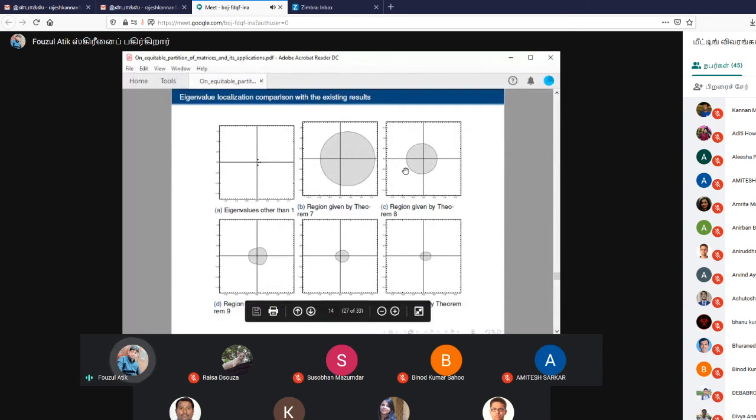And if we apply another result, theorem 8, we can see this result. And if we apply Dr. Banerjee and Dr. Ranjit's result, that is actually the base result, if we apply this result, we can get this region, right?